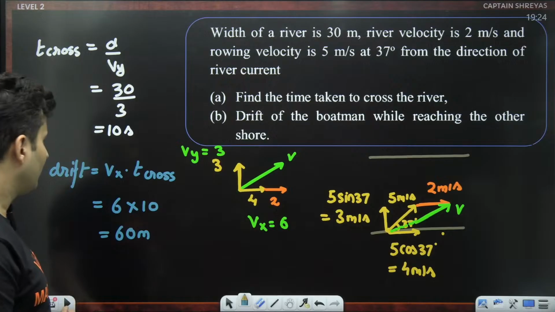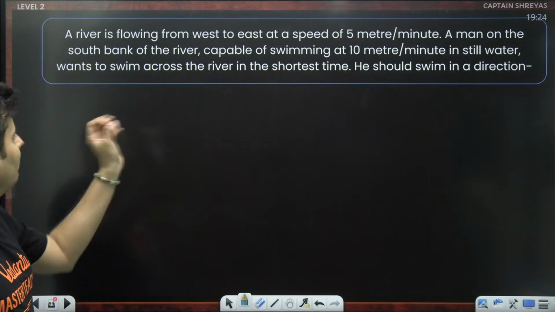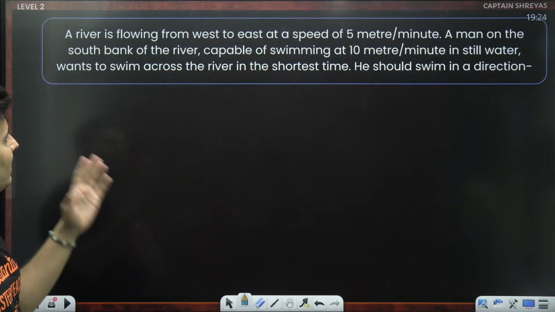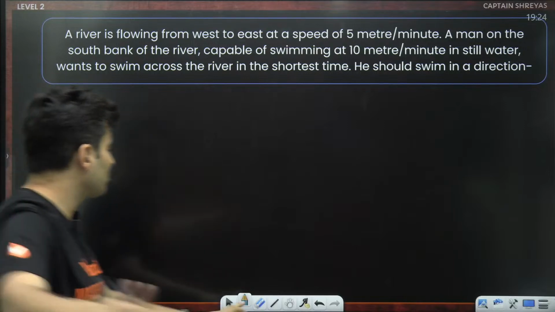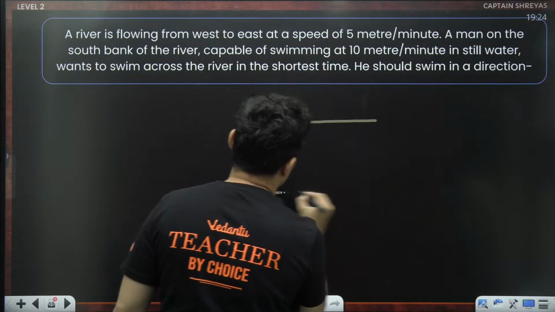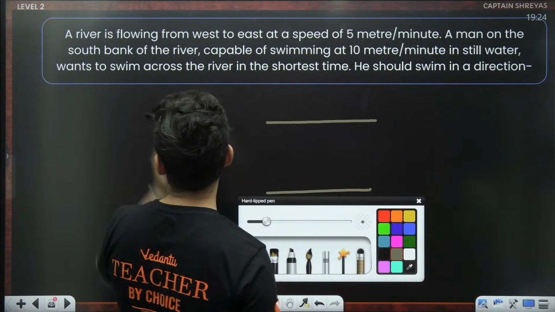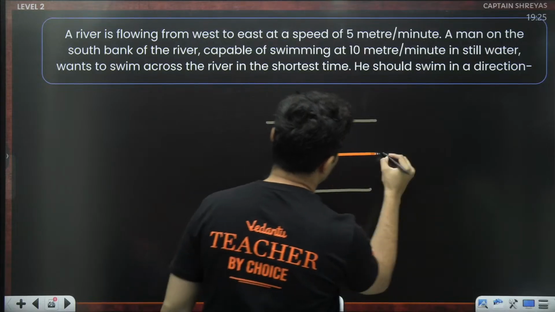Here it is. What does it say? River is flowing from west to east. Man is on the south bank, capable of swimming in still water. Wants to cross in the shortest time. Which direction should he swim? Okay. So this is how the river is. The river is going from which side? West to east side. Okay, the river is going like this.